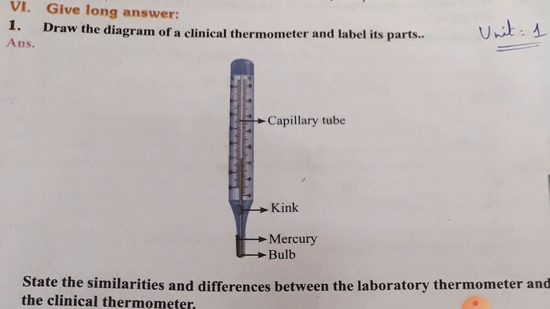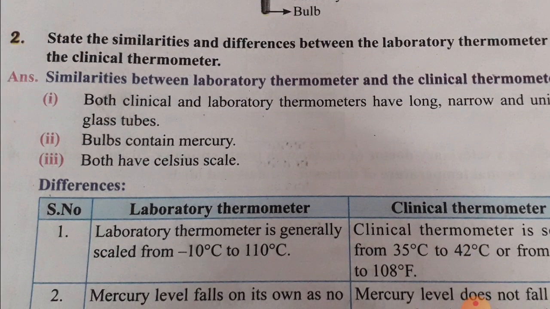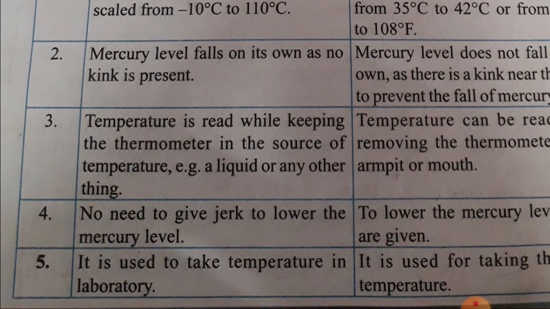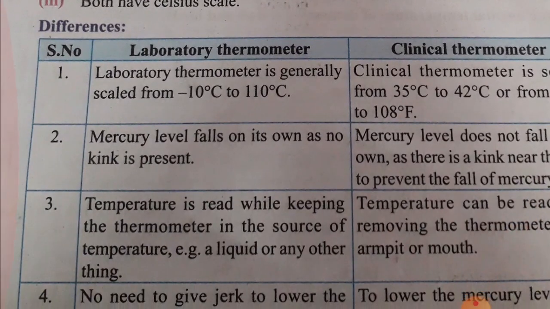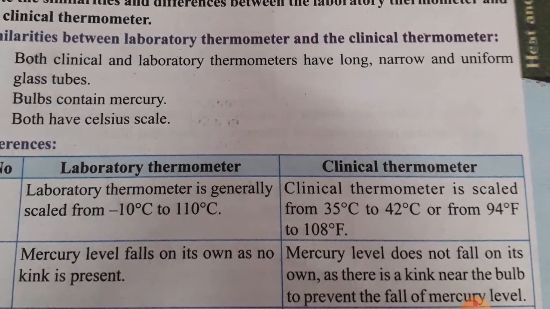And concentrate on the first one, children. Draw the diagram of the clinical thermometer and label the parts, okay? So clearly. And see the second question, children. Similarities and differences between the laboratory thermometer and clinical thermometer. Concentrate on this question also. Next, move to the second unit, children.